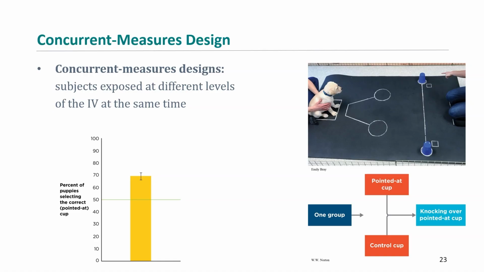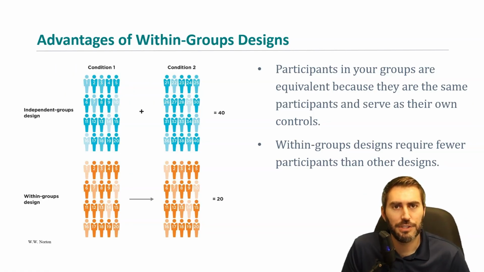A researcher pointed directly at one of two blue cups placed in front of a puppy. One was the pointed-at cup, and the other was a control cup. The puppy is looking at both options simultaneously. The dependent variable is simply which cup the puppy chooses to knock over first. The graph shows that puppies successfully selected the correct pointed-at cup roughly 70% of the time, which is way above random chance. In this design, they are perceiving all levels of the independent variable simultaneously and then making a single choice.